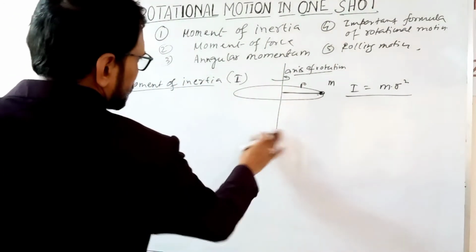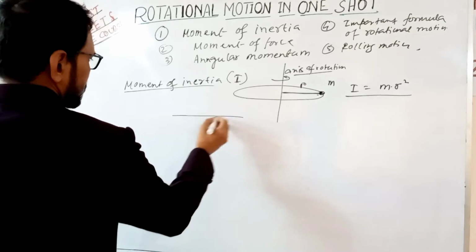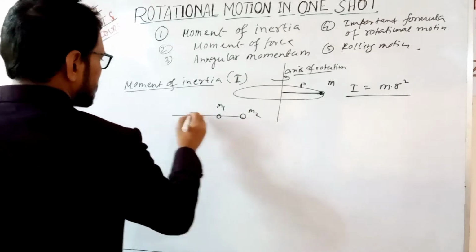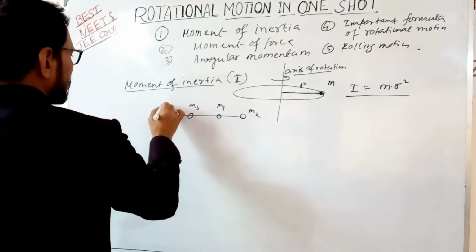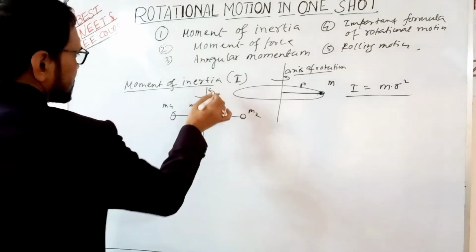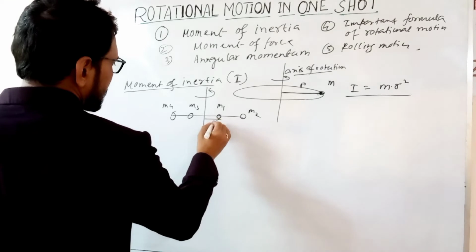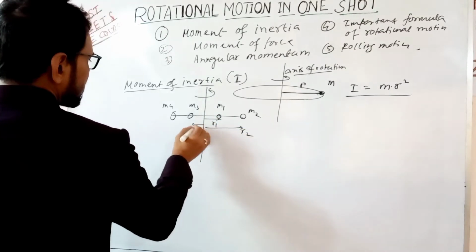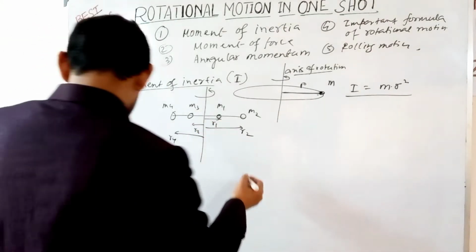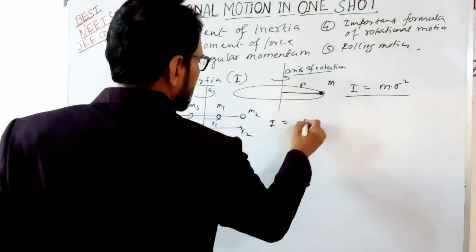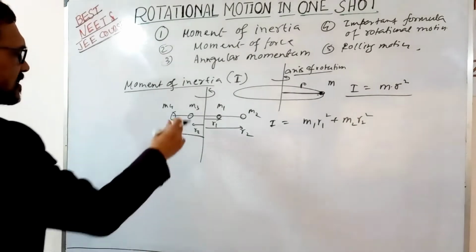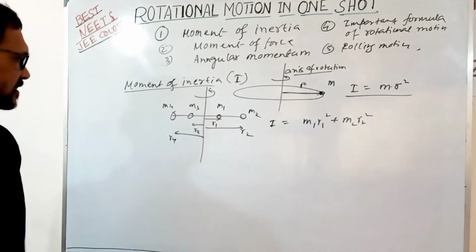Now for different masses, suppose here m1, m2, m3, m4, and these four masses rotate around this axis, and the distances of the different masses from this axis are respectively r1, r2, r3, r4. So what is the moment of inertia of this system? It is I equal to m1 r1 square plus m2 r2 square. These are connected by a massless string, and this forms a system.